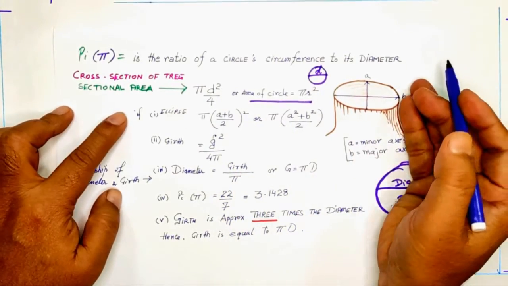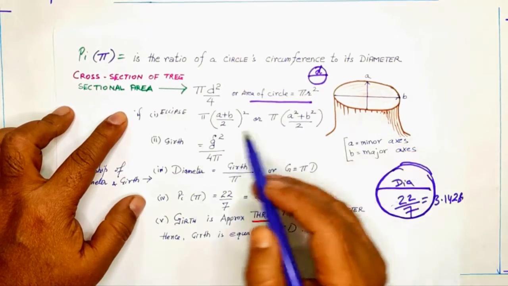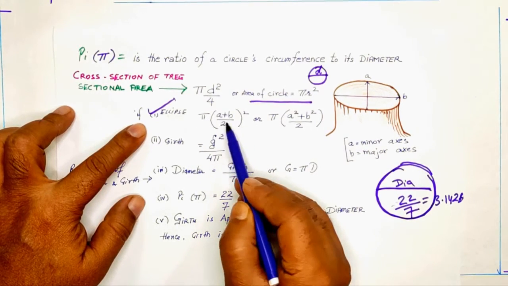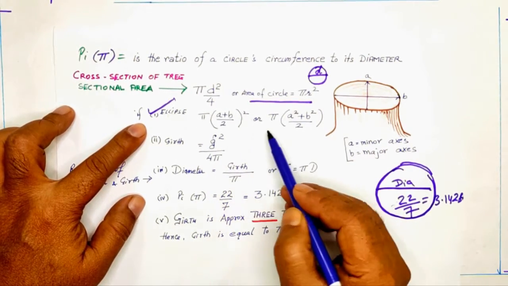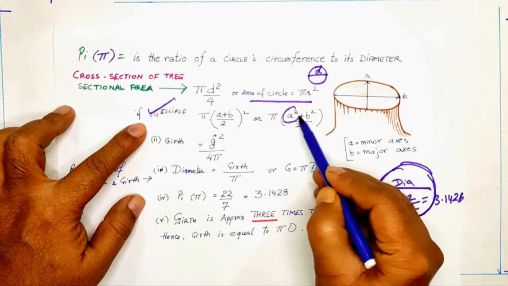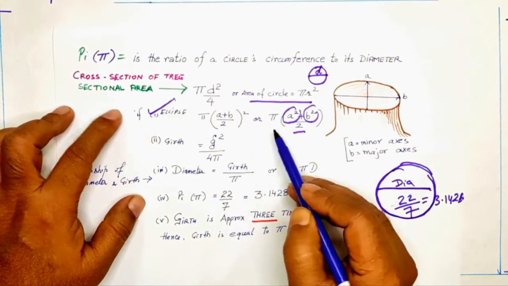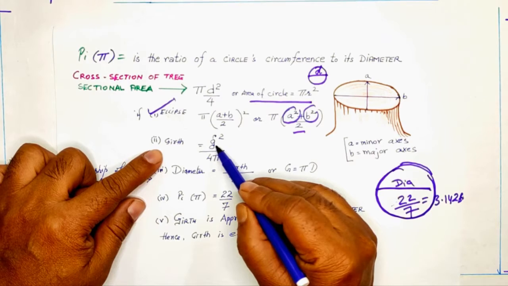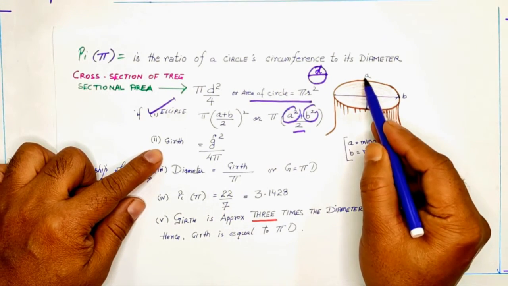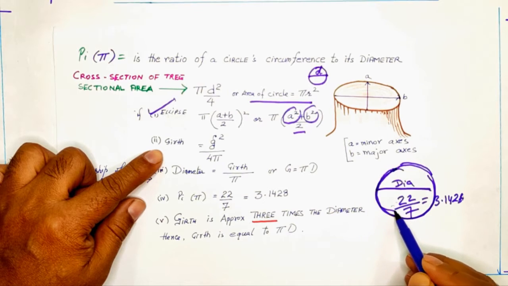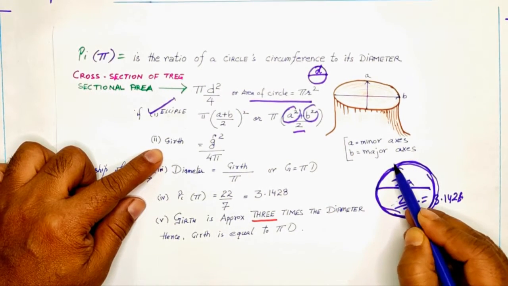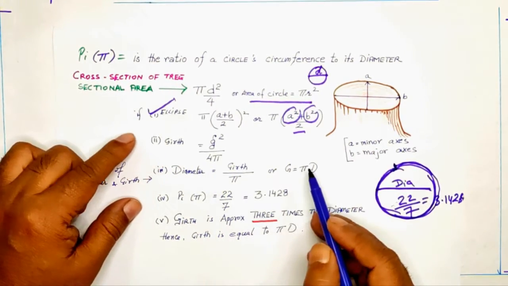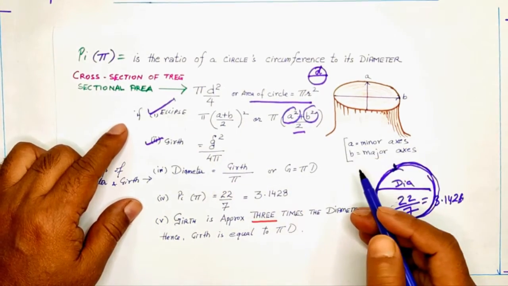But in the case of trees, it is not every time circular. So we calculate by two formulas. One is the ellipse: pi times (a plus b divided by 2) whole square. Or we can take pi times (a square plus b square) divided by 2. There are two formulas for calculating an ellipse. What is girth? We calculate by g, the girth. We take the entire circumference, go around the whole circle, and take the measurement. That is called girth, and the area is girth square divided by 4 pi. So this is the simple cross section of a tree.